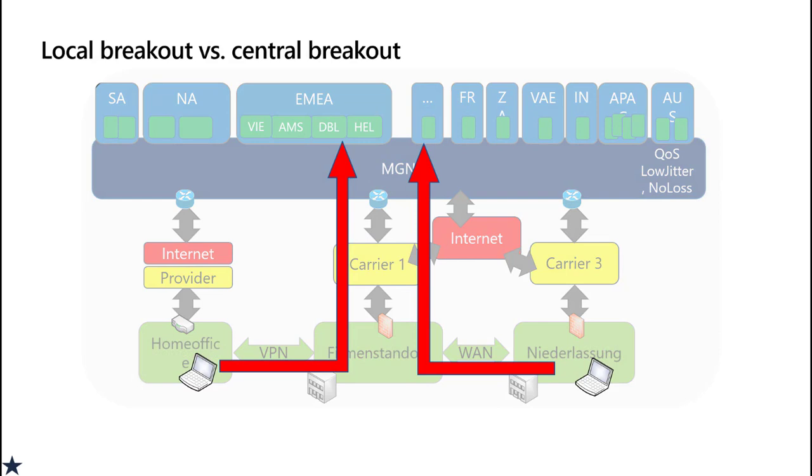So it should not be a normal case that a remote location or even a home user is using the central breakout to connect to the internet and to connect to Microsoft Office 365. Microsoft simply asks you to have a local breakout. That's clear. So far, so good.